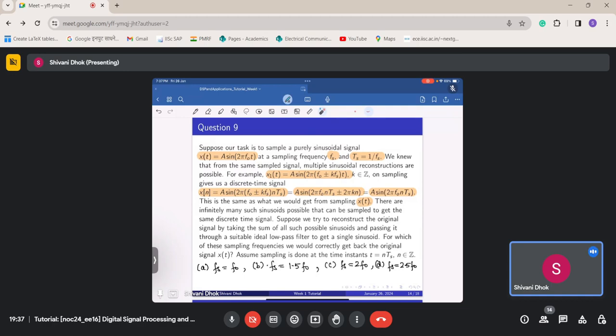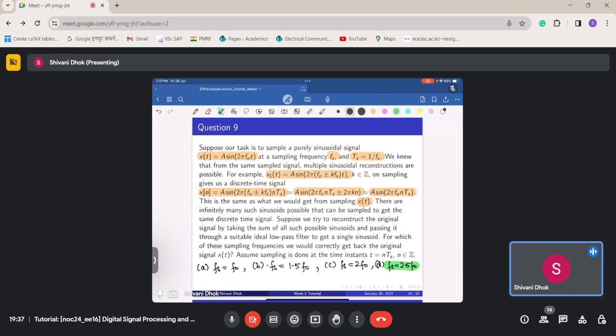Correct. Option D. So what does the Nyquist criteria say? We have sampled x(t). We want to sample x(t) to get x[n], and we need to reconstruct it back to get x(t). If that is the case, we want our fs to be greater than 2 times f0, and the option that satisfies that is option D.